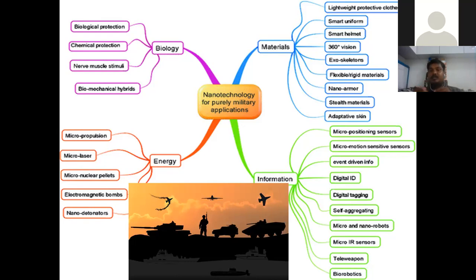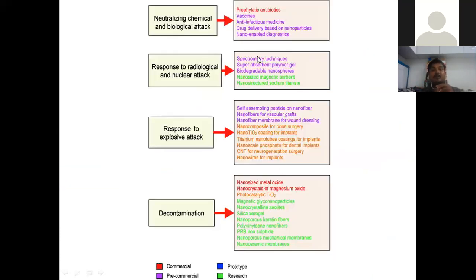So in information technology, they have developed a lot of small chips. In that information sector, nanotechnology is involved, and they have developed micro IR sensors and bio robotics, and I will explain in coming slides. Apart from that, nanotechnology is used in response to radiological and nuclear attacks. They have developed sensors that easily identify bombs and explosive attacks, and for decontamination, nanotechnology is actively involved nowadays.